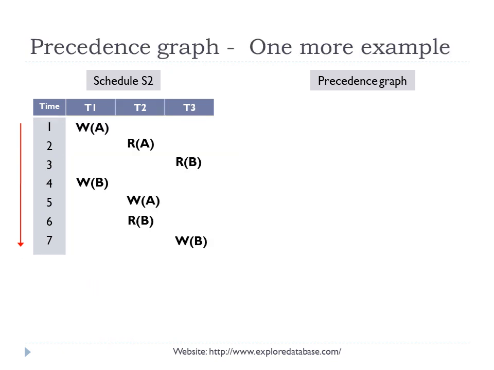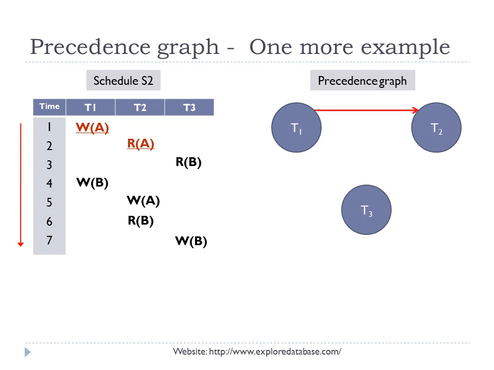Let us discuss one more example. We have schedule S2, with three transactions, hence three vertices in the precedence graph. There are conflicting instructions between T1 and T2, and T1 happens first, hence we include an edge from T1 to T2. And there is a conflict between T3 and T1 for instructions read B and write B. Hence we include an edge from T3 to T1.